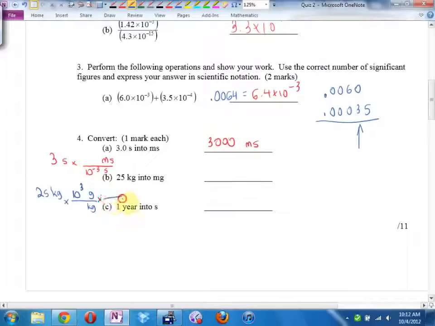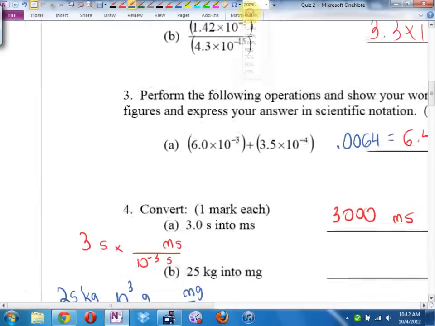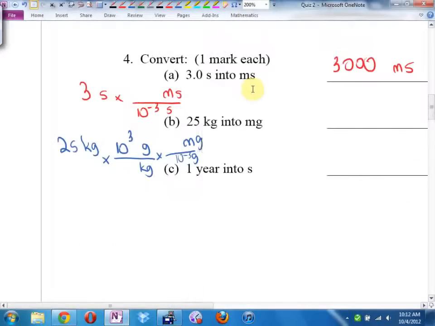Times, now I want grams to cancel. I want mg on the top. The prefix lowercase m on my sheet, that's a 10 to the negative 3, and that's going to go, let's make that a little larger, Mr. Duick, so people can actually read. That's going to go next to the base unit, next to the grams. It's going to be 25 times 10 to the third divided by 10 to the negative 3.